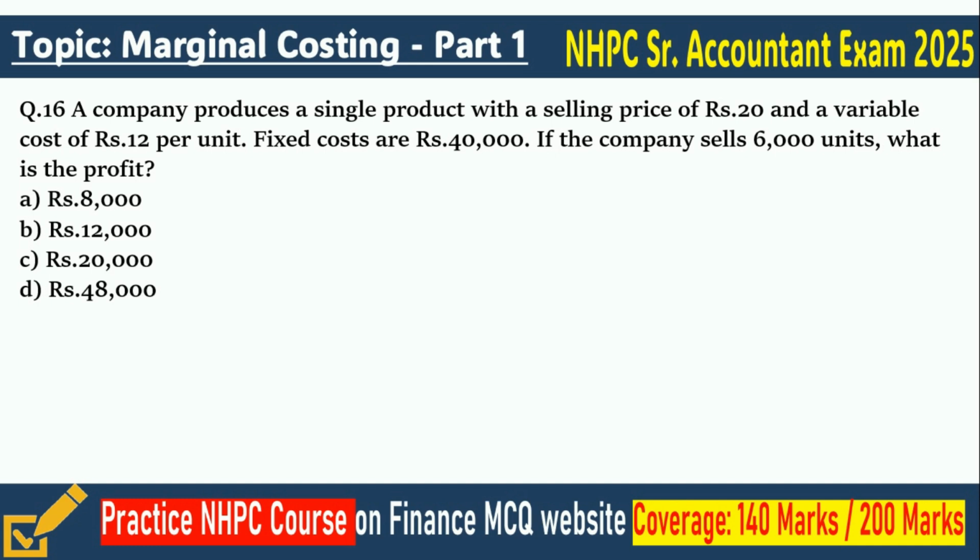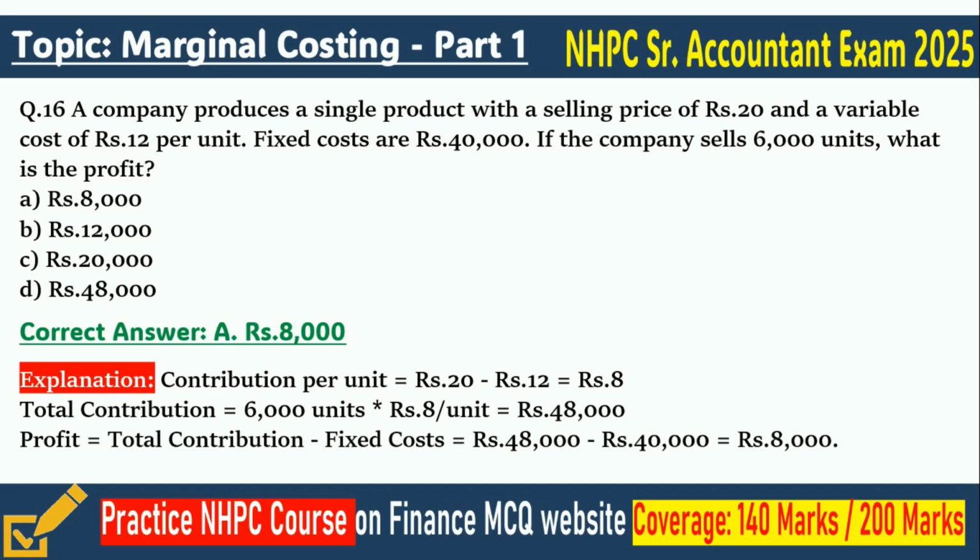So friends, here the first step would be to calculate the contribution. So how will we get contribution? We will have to deduct variable cost from selling price. That will be 20 minus 12, that is 8, and the number of units is 6,000. So friends, our contribution will be 48,000 rupees. Next step, friends, we'll have to calculate profit, and that we will get by deducting fixed cost from contribution. So rupees 48,000 minus 40,000 will be 8,000. The correct answer will be option A, 8,000 rupees.